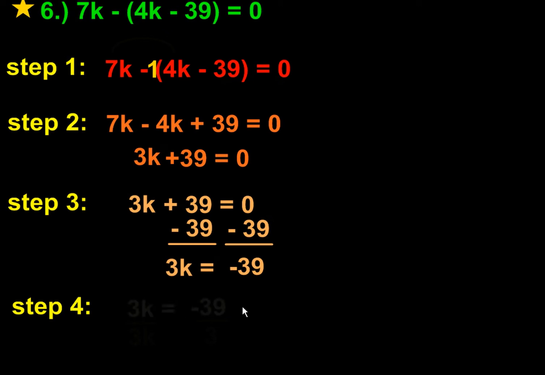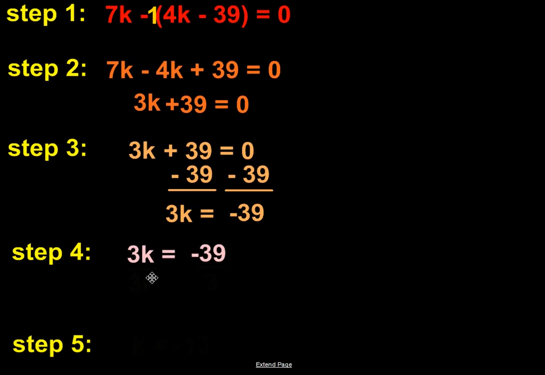So we have 3k equals negative 39. We need to isolate the k from the 3, and we do that by dividing. And when we divide that, the 3's cancel out. Again, whatever we do to one side of the equation, we have to do to the other. So now we're left with negative 39 divided by 3. And that's going to leave k equaling negative 13.